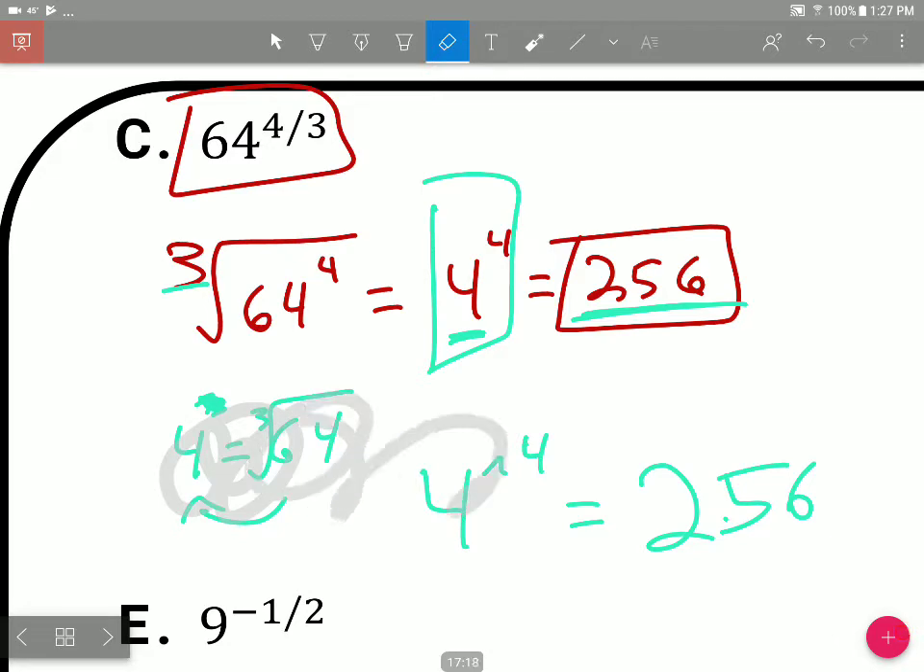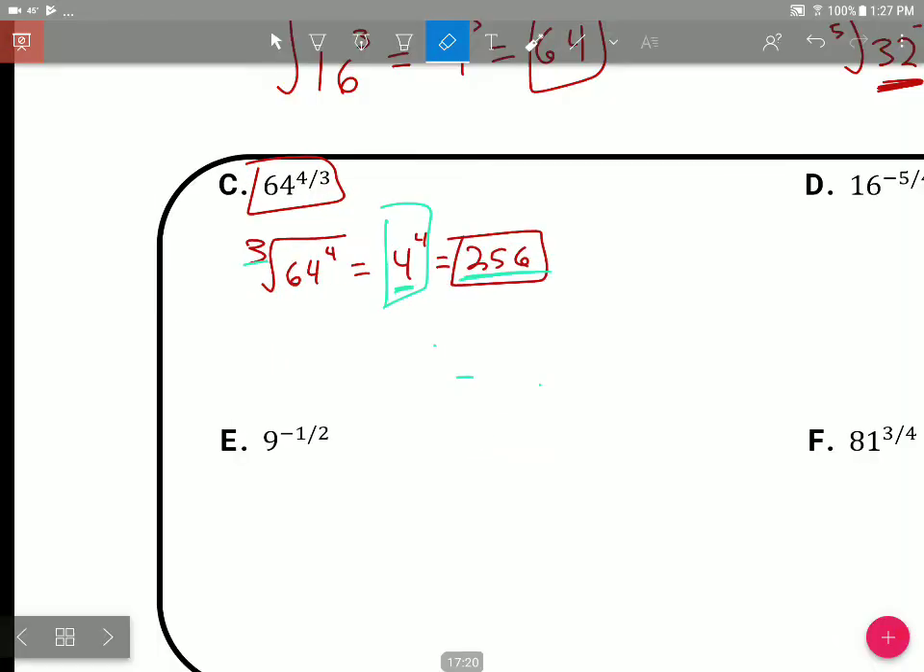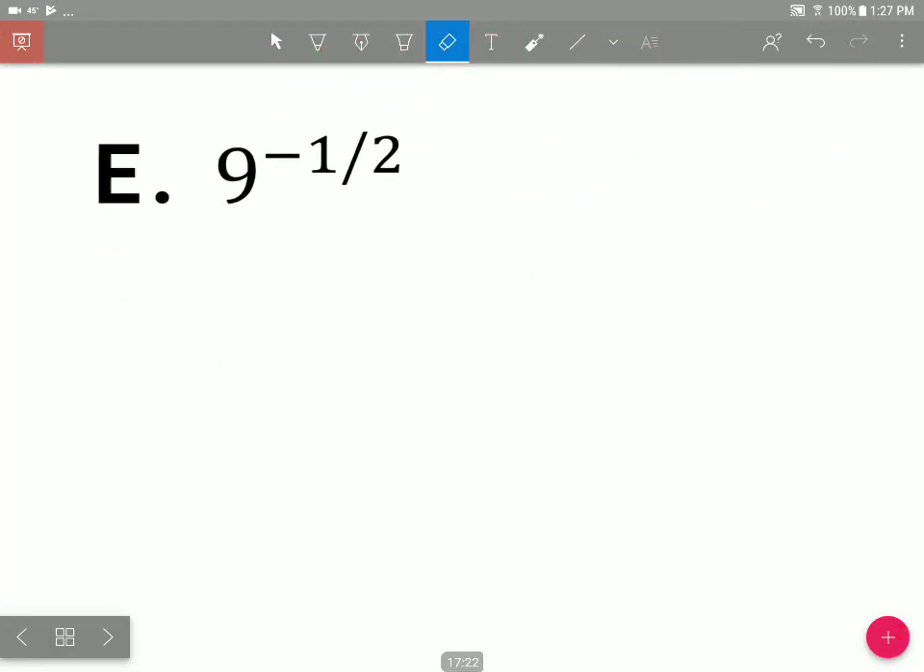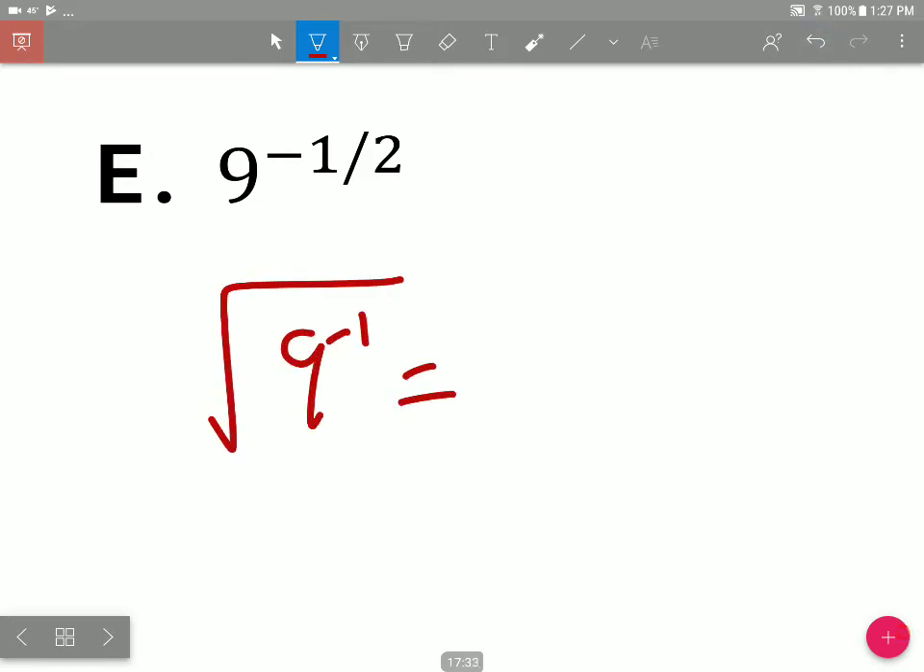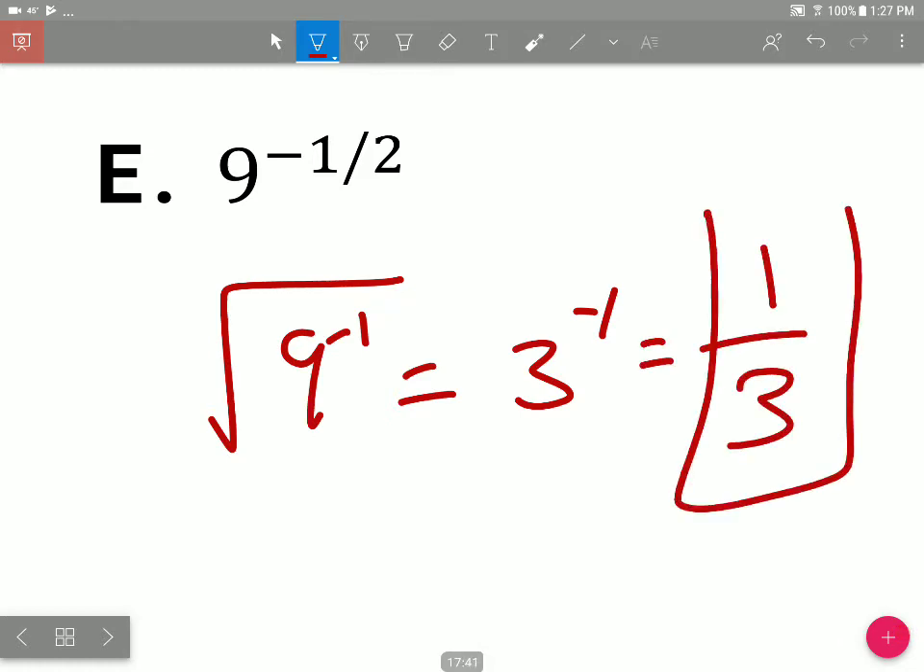All right, so for all of you who are doing letter 9, what'd you get? Letter E, doing the 9. What'd you get? 1/3, good. So you turn this into the square root of 9 to the negative 1, which, what's the square root of 9? 3. What's that negative telling you to do? I'm on the wrong side of the fraction. I belong in the denominator. And you're done.